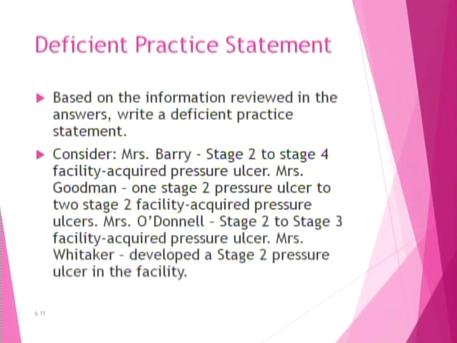Mrs. Berry went from a stage 2 to a stage 4 facility-acquired pressure ulcer. Mrs. Goodman went from 1 stage 2 pressure ulcer to 2 stage 2 facility-acquired pressure ulcers. Mrs. O'Donnell went from a stage 2 to a stage 3 facility-acquired pressure ulcer. And Mrs. Whitaker developed a stage 2 pressure ulcer in the facility.